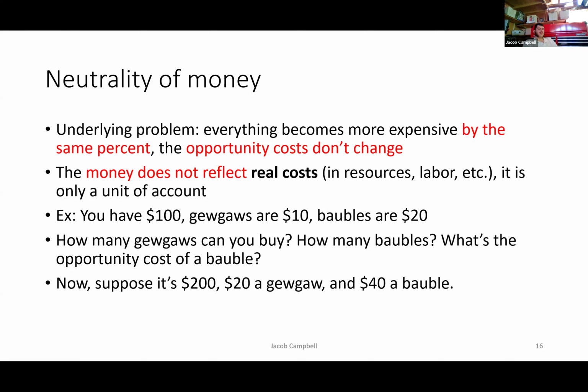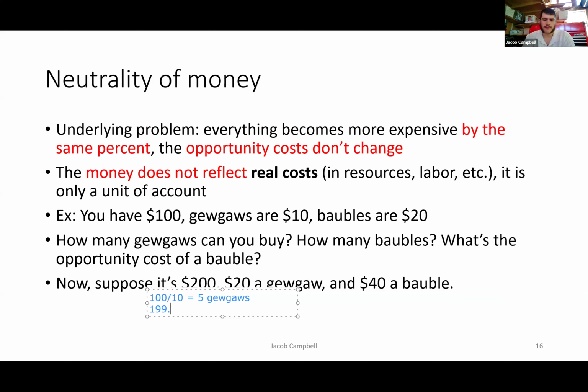Let me give you a numerical example. Suppose you have $100 and there are two goods that you like to buy, gewgaws and baubles. And gewgaws are $10 and baubles are $20. Now, how many of each could you buy if you dedicated your whole income to it? And what's the opportunity cost? If we know these three things, then that gives us a complete picture of what the quality of life is like. Well, 100 divided by 10 would be 10. You could have 10 gewgaws if you bought nothing but gewgaws.